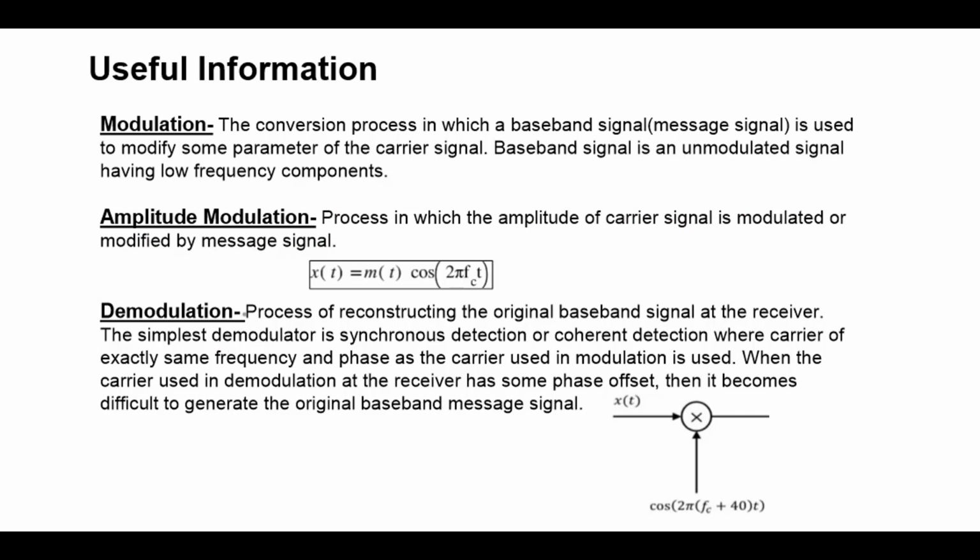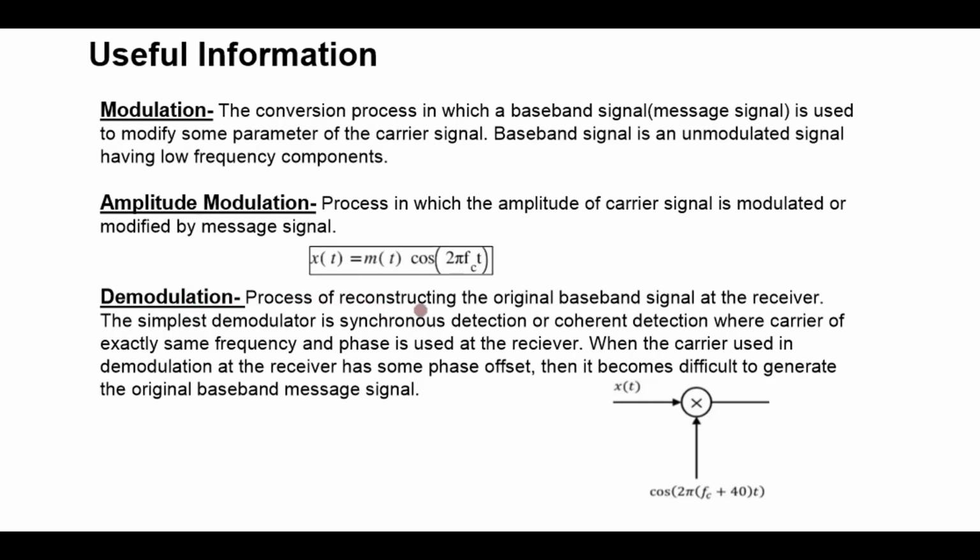In the given question, x(t) is an example of an amplitude modulated signal because the term which appears before the cosine, which is the message signal m(t) in this case, is its amplitude, and as m(t) changes with respect to time t, the amplitude of this signal changes and hence it is an example of an amplitude modulated wave. Demodulation is the process of reconstructing the original baseband signal at the receiver.